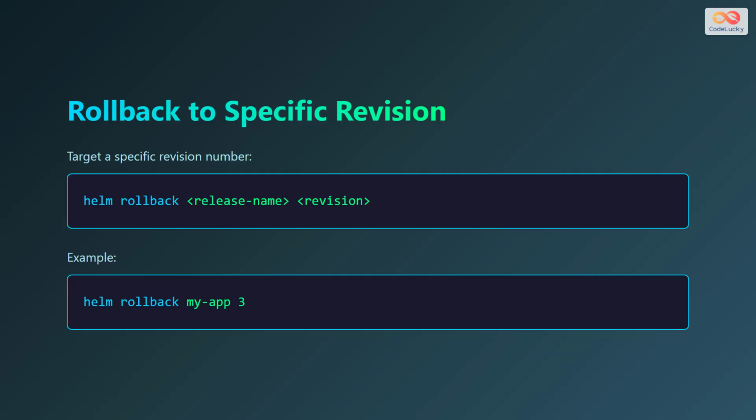Sometimes you need to roll back to a specific revision rather than just the previous one. To do this, use helm rollback followed by your release name and the revision number you want to restore. For example, helm rollback my-app 3 will roll back the release named my-app to revision number 3. This gives you precise control over which version of your application gets deployed.